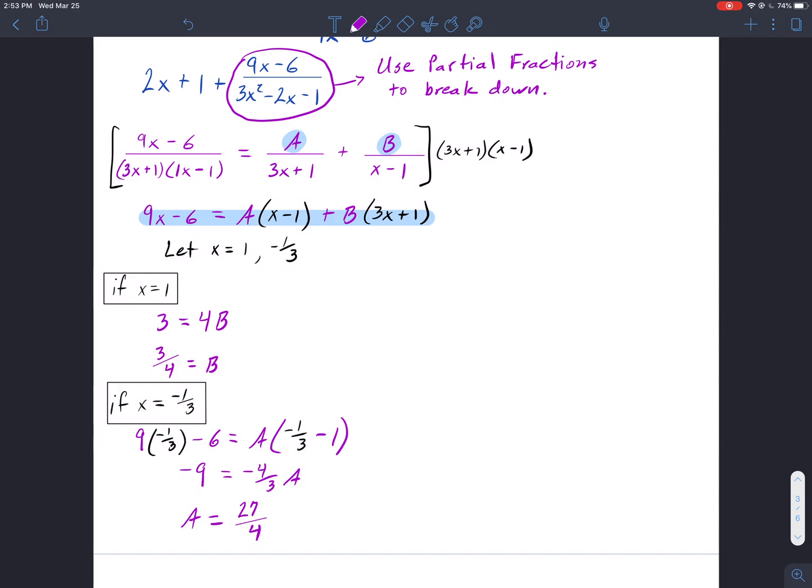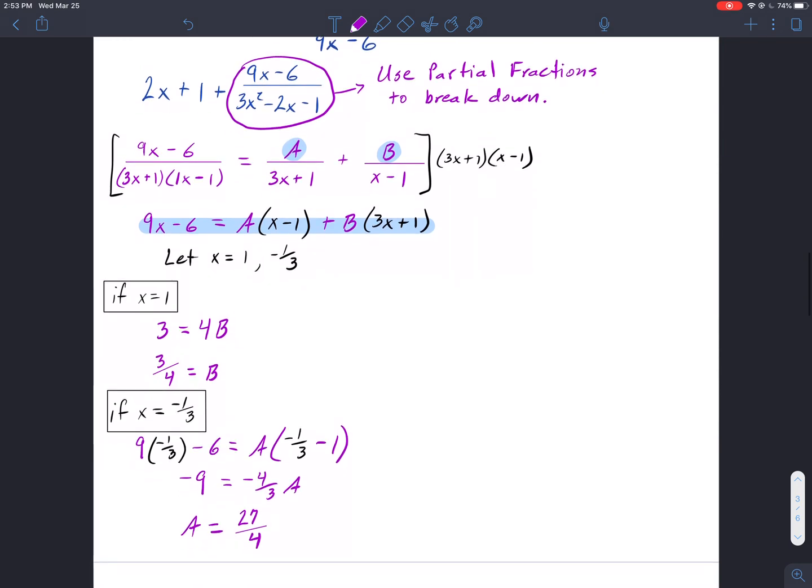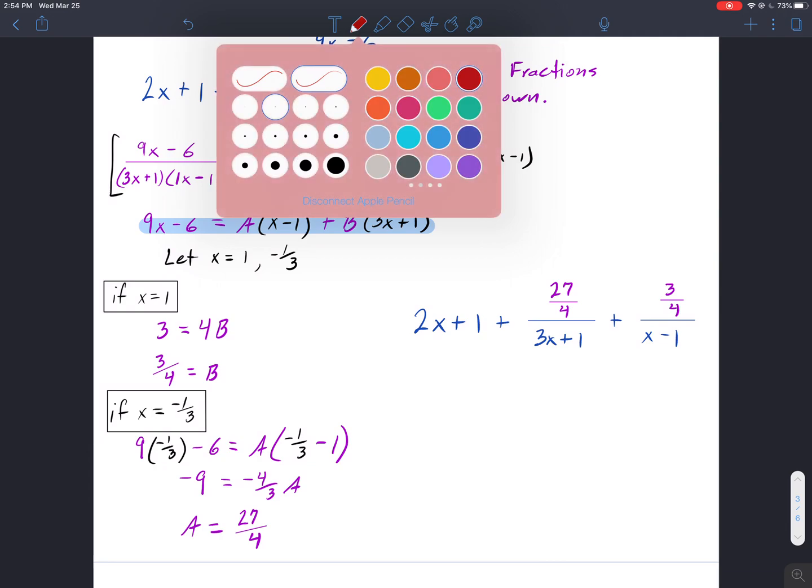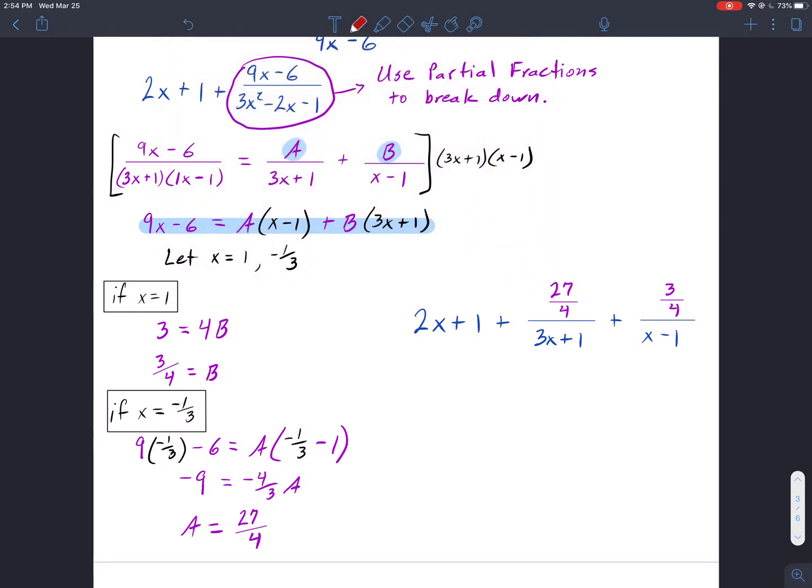So now I have my a and b, which means my original expression is technically 2x plus 1 plus a over 3x plus 1 plus b over x minus 1. a, we just said, was 27/4, and b was 3/4. All right, here's the problem. My math lab is not going to accept that. That's too messy. It says, let's be a little bit more clear with your answer. So you have to write this in a better way.